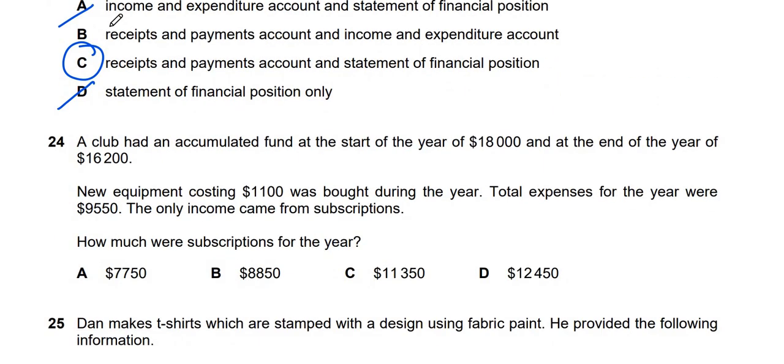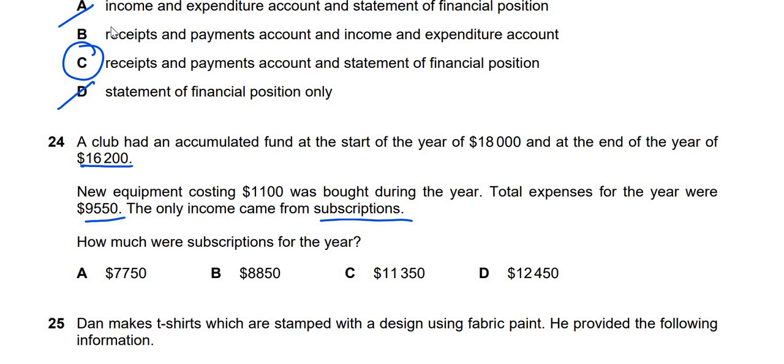Question number 24 now. It says that a club had an accumulated fund at the start of the year of 18,000 and at the end of the year 16,200. And then it says new equipment costing 1,100 was bought during the year. Total expenses for the year were 9,550. The only income came from subscriptions. How much were subscriptions for the year?